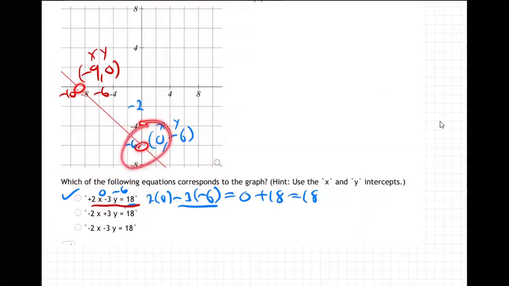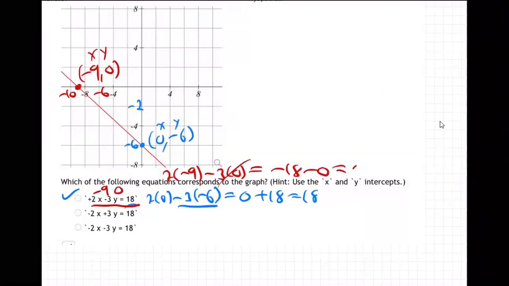Now, I already checked this one and it worked. Check. Let's try the -9 now. So now I'm going to go back and put in -9 and 0. Does that work? What's 2 times -9 minus 3 times 0? That'd be what? -18 minus 0, right? That's -18, which is not +18. Nope. So that first equation is not the right answer. It worked for this point, but it didn't work for the other point.